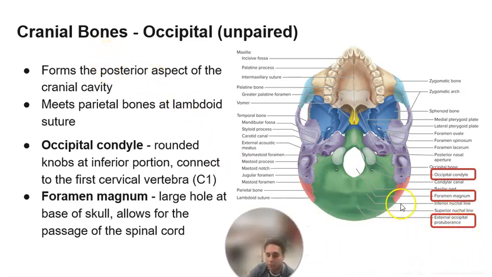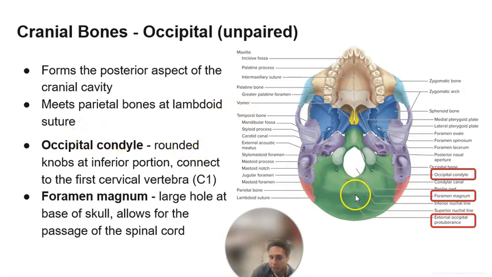Next, we have the occipital bone. Again, we had two of the parietal, two of the temporal. The occipital, we only have one of. It forms the posterior aspect of the cranial cavity, so it's all the way at the back. It meets the parietal bone at the lambdoid suture, and we covered this last week. Why is it called lambdoid? Because it looks like the Greek letter lambda.